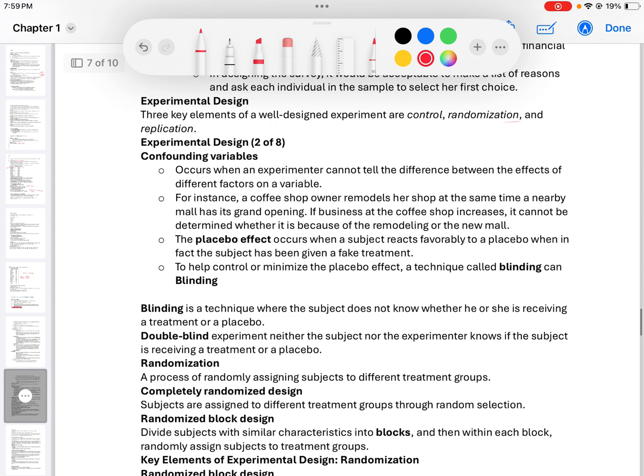All right, so here are different parts of your experimental design and things that you control about your experiment. So 3 key elements for a well-designed experiment are control, randomization, and replication.